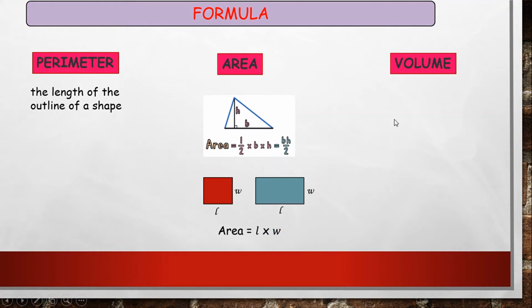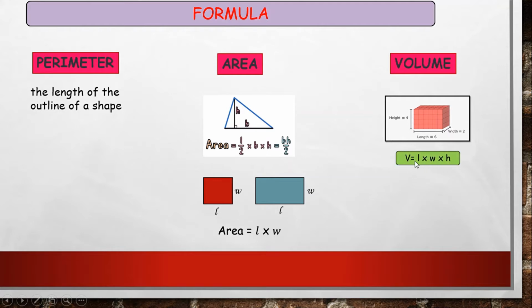Now we go to volume. How to find the volume? The surface area is the base of the object, and the surface area multiplied by height is the volume. Volume equals length multiplied by width multiplied by height. Length multiplied by width is area.